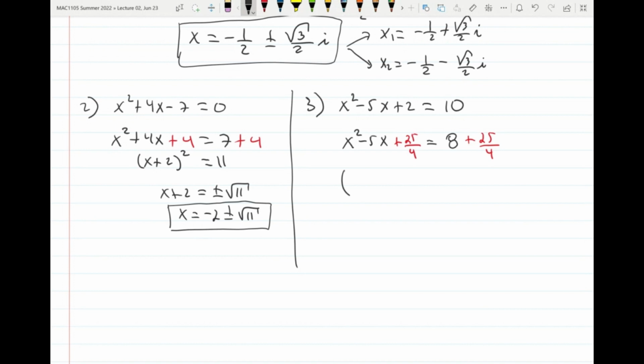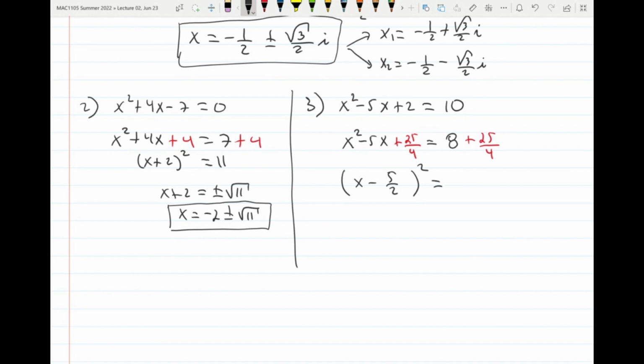Now remember, this is automatic. You don't have to think about it. The left side, what does it become? X minus 5 over 2 squared. X minus 5 over 2 squared. That's automatic. So that's why we chose these numbers. So I didn't factor like this. So you don't have to think about it.